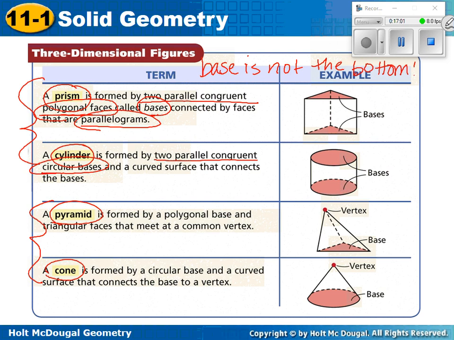Okay, so pyramids and cones, vocabulary. A pyramid is formed by a polygonal base. There's only going to be one base. It could be a triangle, hexagon, octagon, whatever. But all of the faces will be triangles. So here's a big difference. Prisms have parallelogram lateral faces. They could be rectangles or parallelograms. Pyramids have triangular lateral faces. Their bases can be anything. You'll see it really well in a net.